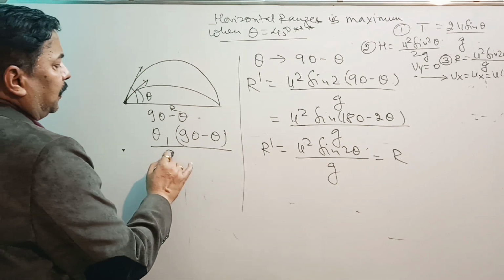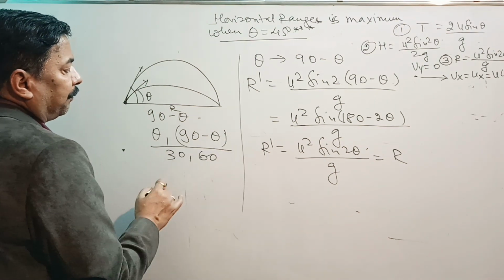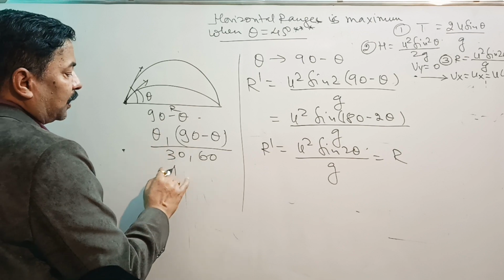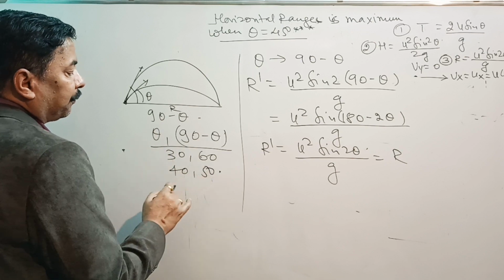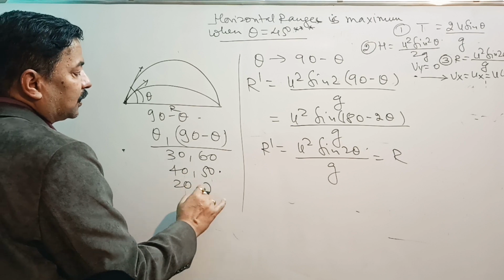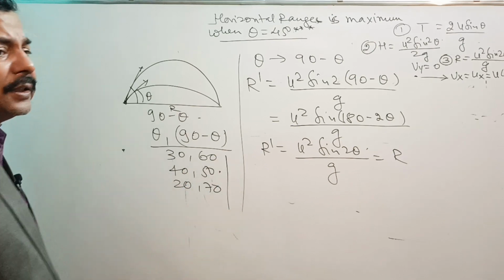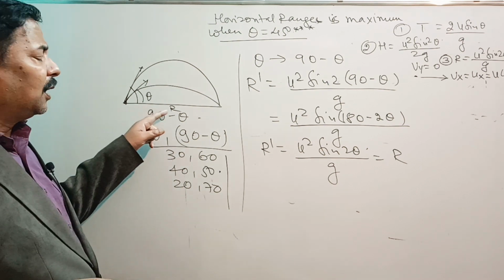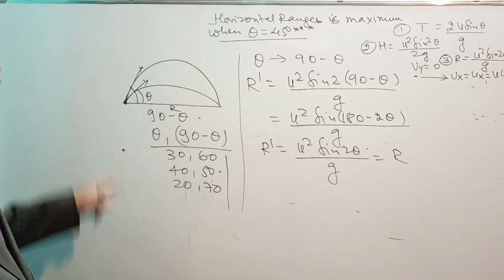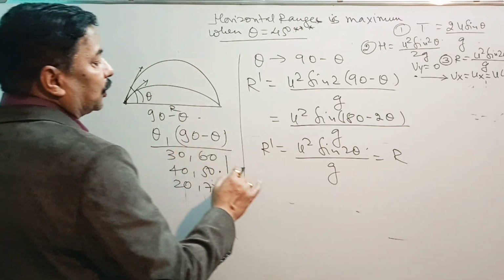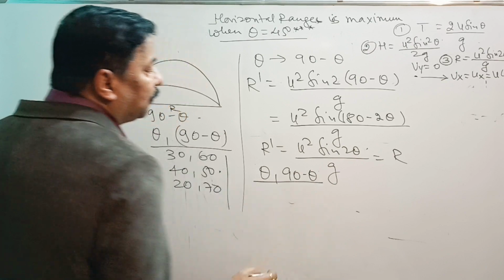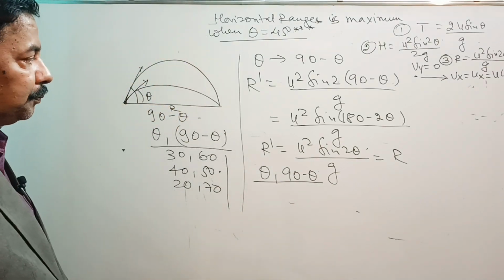If one is 30, other is 60, same range, provided initial velocity remains the same. If one is 40, other is 50. If one is 20, other is 70. For all the complementary angles, the range remains the same. That means horizontal range remains the same for two angles. One angle is your theta and other angle is 90 minus theta. For this you will be getting the same range.